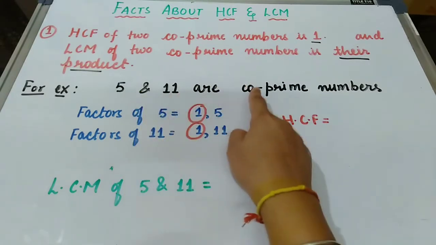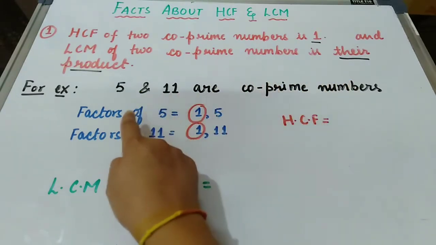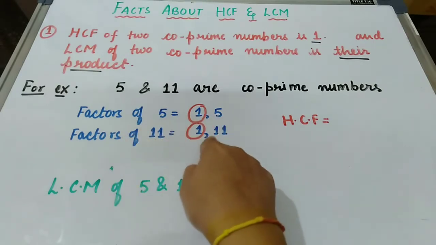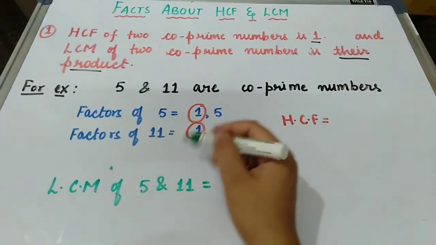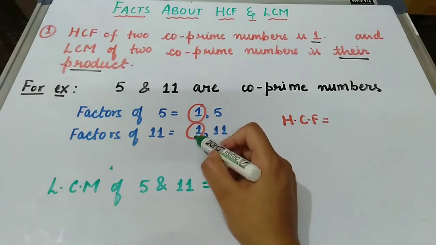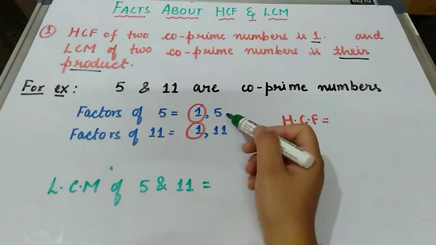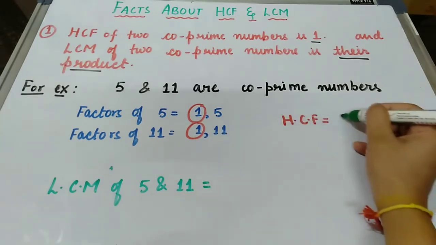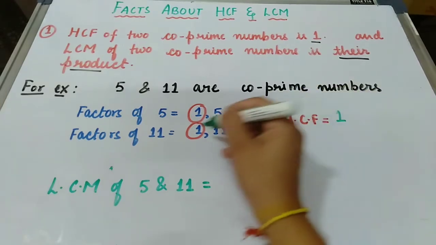5 and 11 are co-prime numbers, that we all know. Let us see factors of 5: 1 and 5. Factors of 11: 1 and 11. So what will be the HCF of these two numbers? See, the only common factor over here is 1 and it is the highest common factor. HCF means highest common factor. So the HCF of these two numbers is 1.